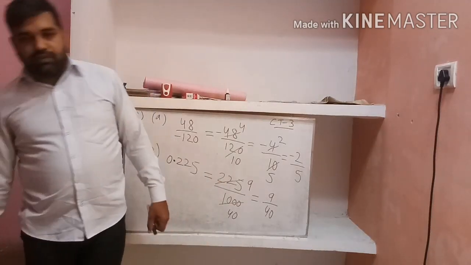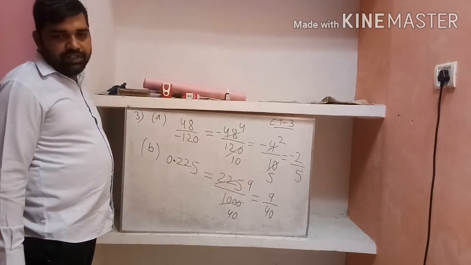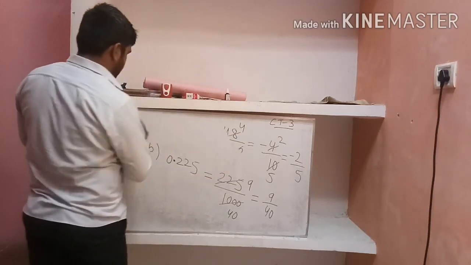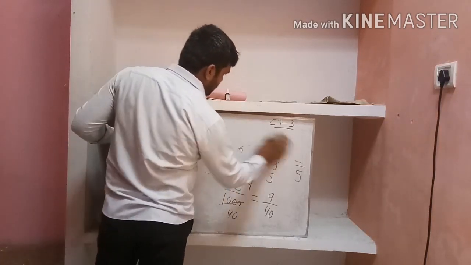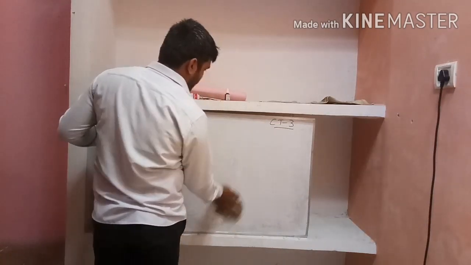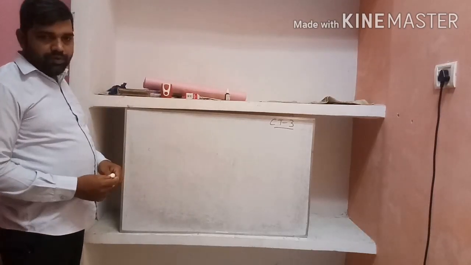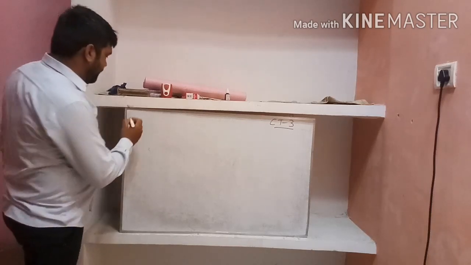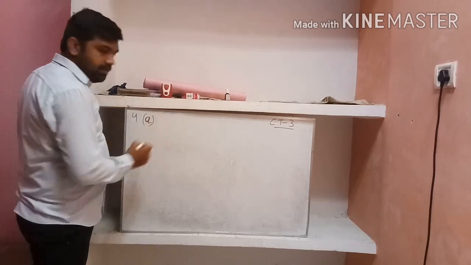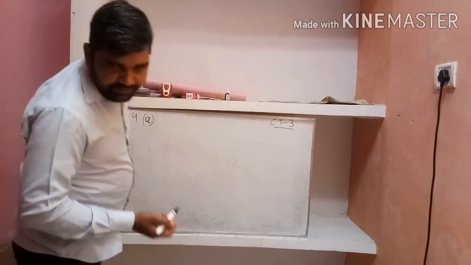Now we move to question number 4. Write each fraction in decimal. Here the fraction is given and we have to convert it into decimal. So fourth A. The first question is minus 13 by 25.